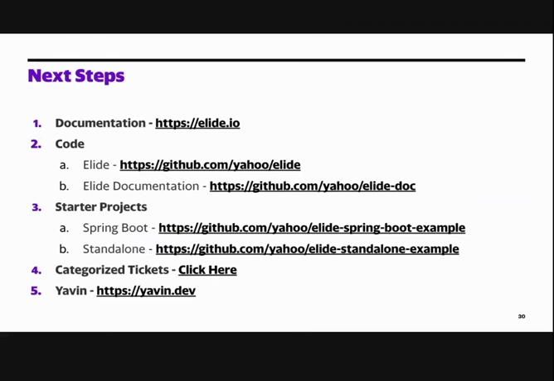I also wanted to call out one other thing, which is Yavin. Yavin is another project that we're launching at Yahoo, which is a framework for rapidly building custom applications. This is much more front-end focused, but it uses Elide. So if you're interested in looking at a real-world example of Elide that's based on Kotlin instead of Java, you could check out the Yavin project.